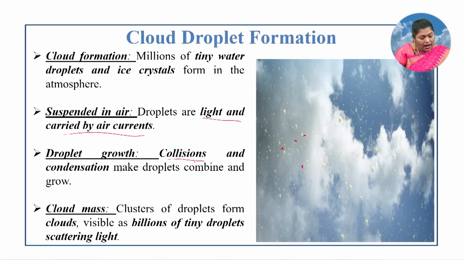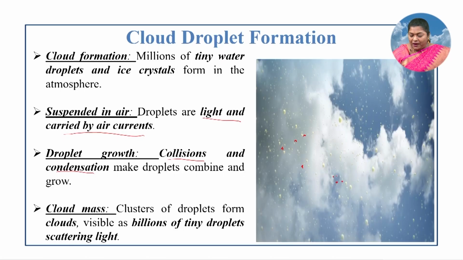The collision and then condensation make the droplets combine and grow. They collide with one another, and because of that the condensation process also happens, which combines them to grow. So the small particles collide with each other and grow. The clusters of droplets form clouds and are visible as billions of tiny droplets scattering light. So how are the clouds visible? Because of the scattering of light, the clouds are visible. So cloud droplet formation is one of the important processes in cloud formation.